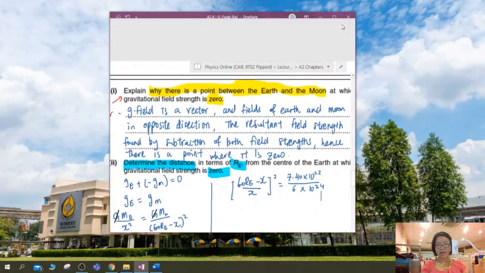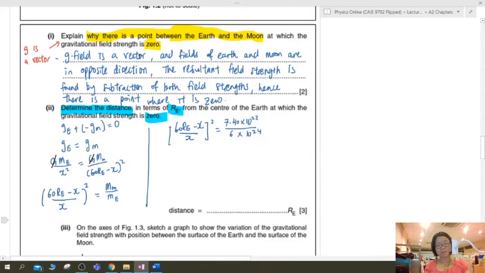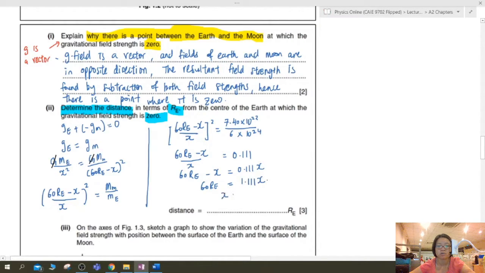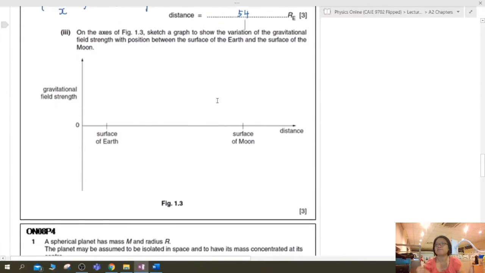I would only care about... Sorry, something wrong with the computer. I will only care about whether your answer has the correct SF. Different teachers, different subjects emphasize different things. So in this case, what we care about is just the value of RE, in which after I substitute the mass of the Earth and the mass of the Moon, the ratio is 0.111. So I cross multiply and find the value of X. Never ever leave an answer in a physics paper in fractions. Even if they ask you to find the ratio, just write the number. Alright, so you can get 54.